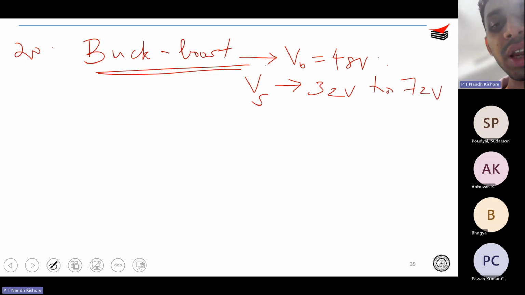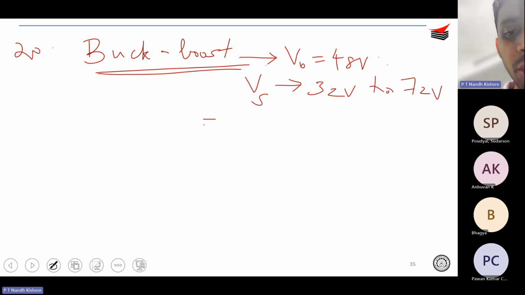Correct? So the input voltage varies anywhere between 32 volts to 72 volts. So you see over here that there is a buck and boost both, right? 32 to 48 boost is happening and 72 to 48 buck is also happening. Okay. So the input voltage ranges from 32 to 72. V naught or the output voltage is 48 volts.